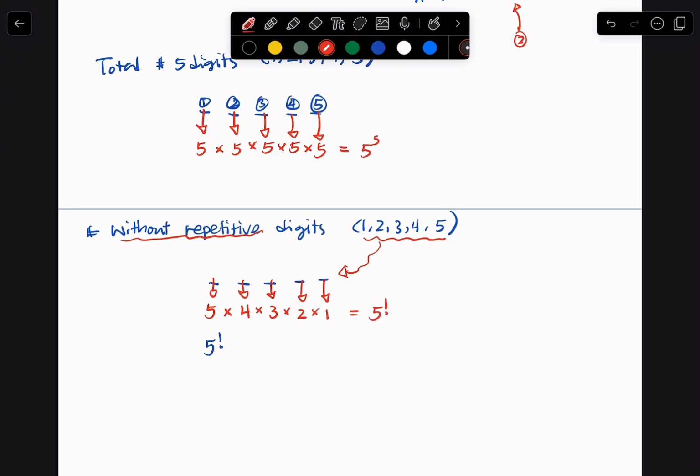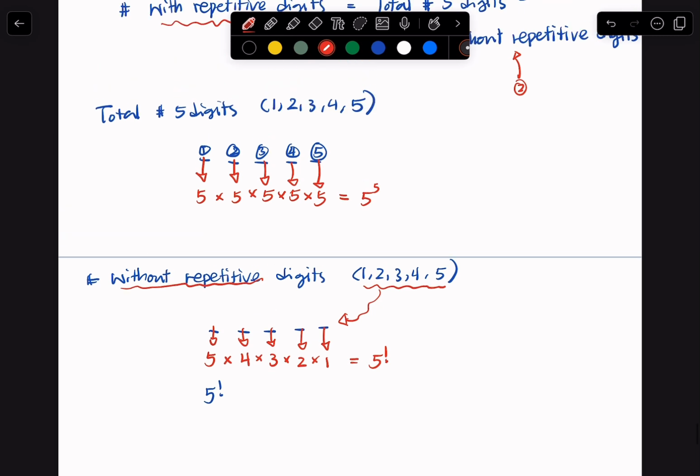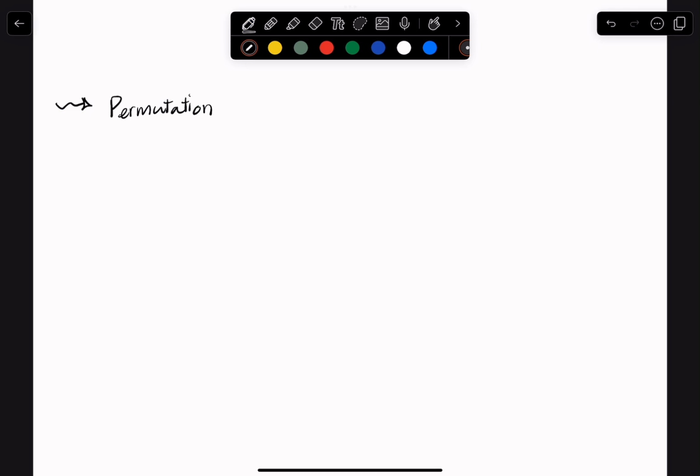So don't forget that our answer will be the difference between the 2 cases we just found. So here, I'm going to use the total 5-digit numbers minus the number of 5-digit numbers without repetitive digits, which is basically 5 to the power of 5 minus 5 factorial. So next time, if you have 5 numbers for 5 places, and each number can only be used once, you can just use the factorial notation.